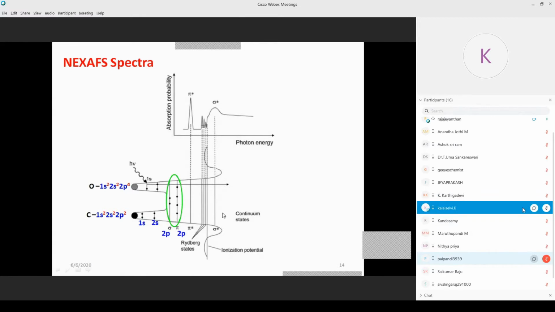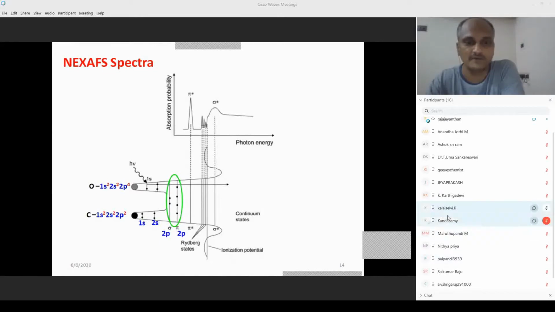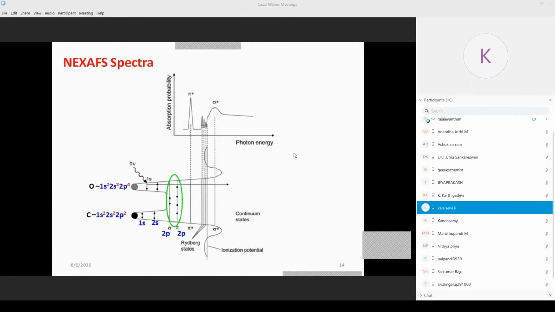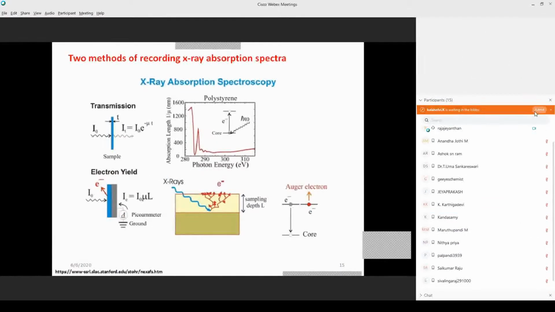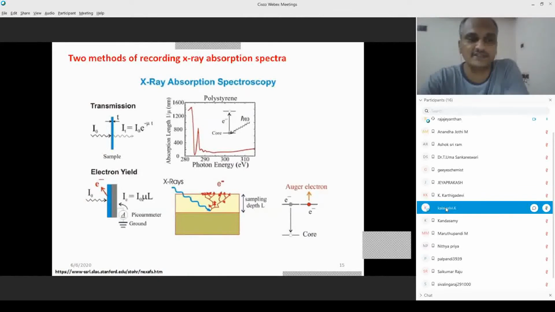Okay. So next we will have an excitation called sigma to sigma star, which is a very broad excitation. These are the ideal spectra of carbon monoxide. Two types of X-rays can be monitored in two ways. One is called transmission mode, and another one is called electron yield mode.